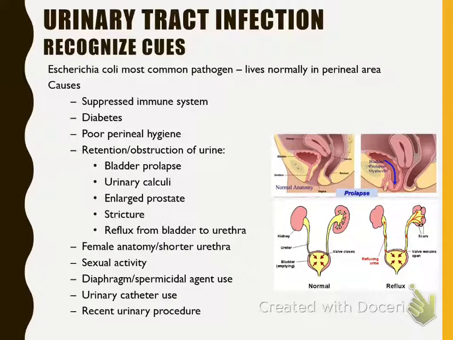E. coli is the most common pathogen. It lives normally down in this area. We always hear about E. coli infections making people really sick if you eat it. As soon as you get E. coli in your gut, E. coli loves acidic environments. Loves it. And it just multiplies in acidic environments. So if you eat E. coli, that bacteria is not killed in your intestine and multiplies very rapidly and makes you very sick very quickly.